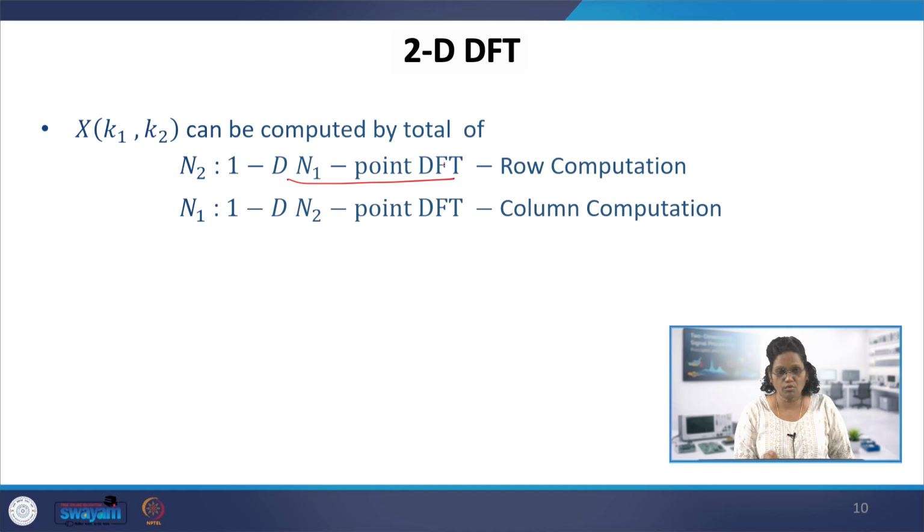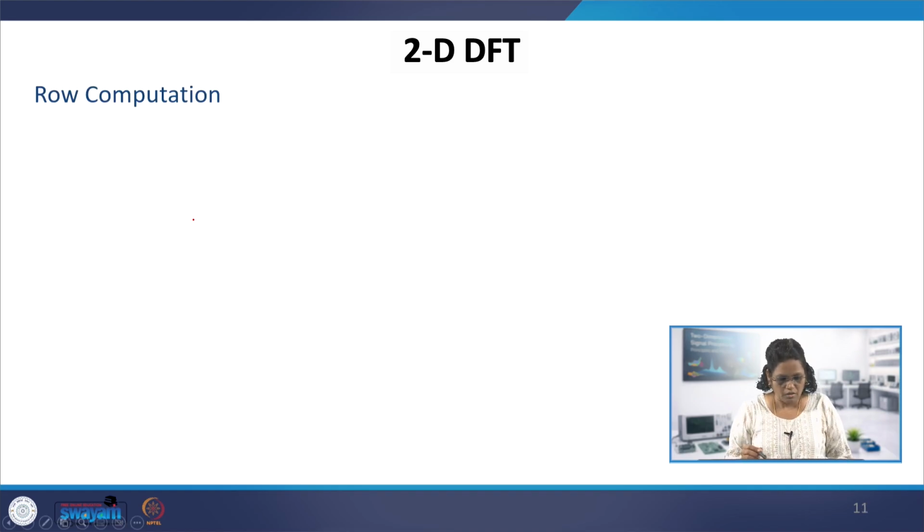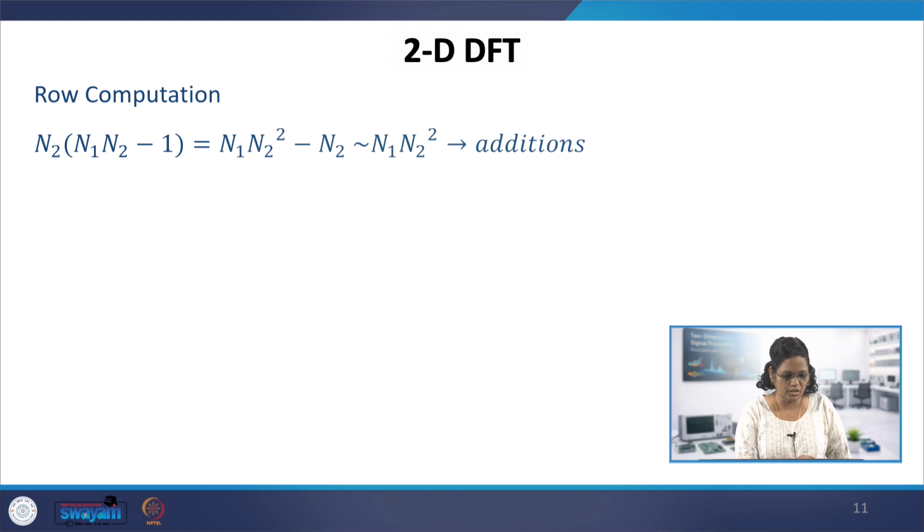So the computation totally: the first one is the row-wise computation, the second one is the column-wise computation. Here row-wise we have taken n1 point DFT, and column-wise we have taken n2 point DFT, for all n2 rows, and this is for all columns. Now, what is the computational complexity? If we take n1 n2 minus 1, that's the additions for the first row, and it should be repeated for n2 rows. So that's why it is given as n2 into n1 n2 minus 1.